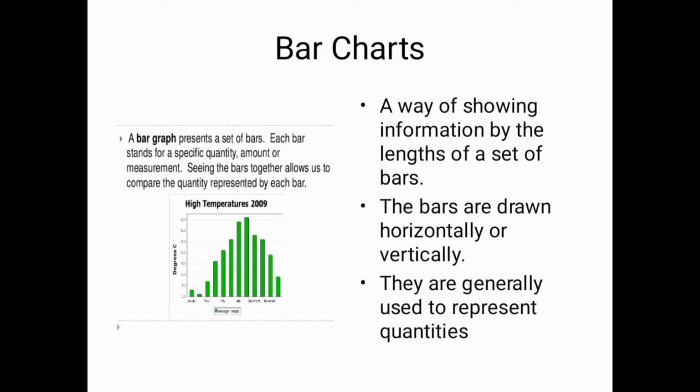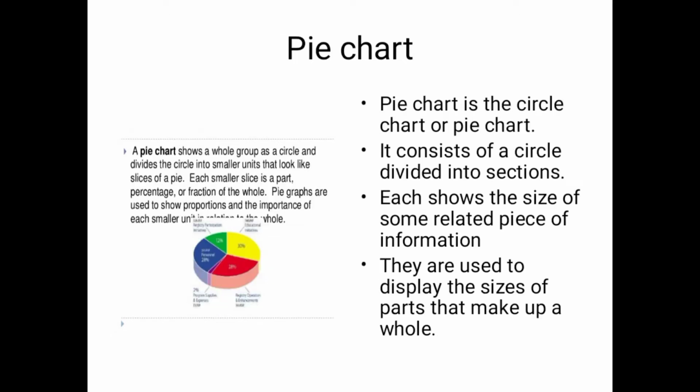Bar charts. A bar chart is a way of showing information by the lengths of a set of bars. You will see in that picture a set of bars. The bars are drawn horizontally or vertically. So you will see them horizontal, straight, or vertical also. They are generally used to represent quantities, a large number of quantities in different segments.